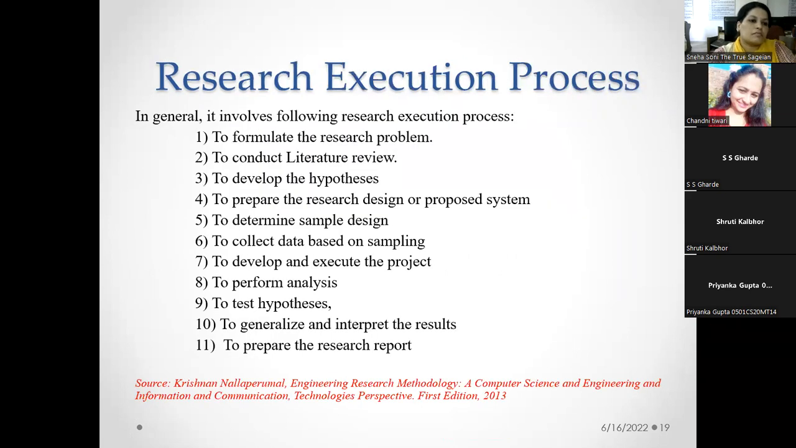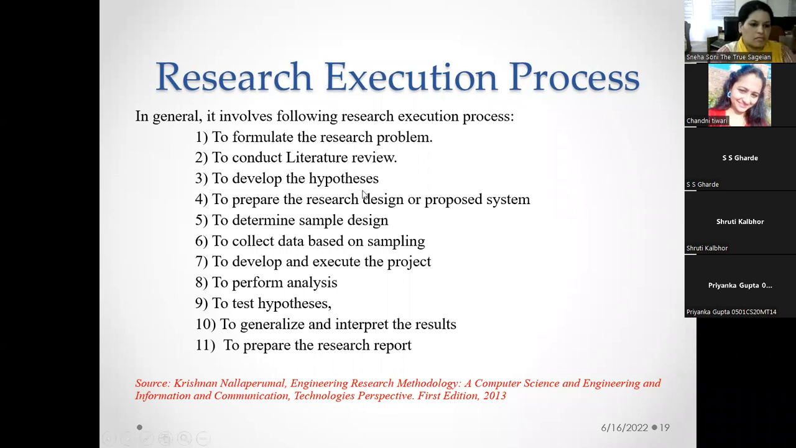So this is all about topic selection. After topic selection, how will you go through the research process? This is the part of research methodology. It is to formulate the research problem. After getting the topic, you should go for the research problem definition. Then try to conduct the literature review based on that problem. Try to develop the hypothesis along with the objectives. The most important part of your research is the objective.